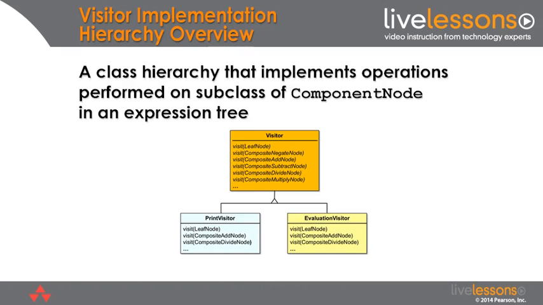Here's an example of how the visitor implementation hierarchy might look. This class hierarchy implements operations that are performed on subclasses of a component node in an expression tree. So as you can see here, we have the visitor interface we just looked at, and then we can subclass this to provide different behaviors for printing, different behaviors for evaluation, and so on and so forth. What makes this so powerful is that the visitor implementations actually define the operations that affect the tree. These operations are not defined in the expression tree API. They're defined by the visitor subclasses. And that way, the expression tree API can remain fixed and stable, and then we can vary the processing that takes place on an expression tree by creating new implementations of visitor.